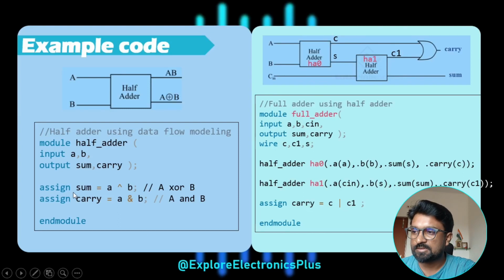When you are going to use the assign keyword, the outputs declaration should be a wire, it should not be a register. So here I have not declared sum and carry as register. Now by using this half adder, I am designing my full adder.